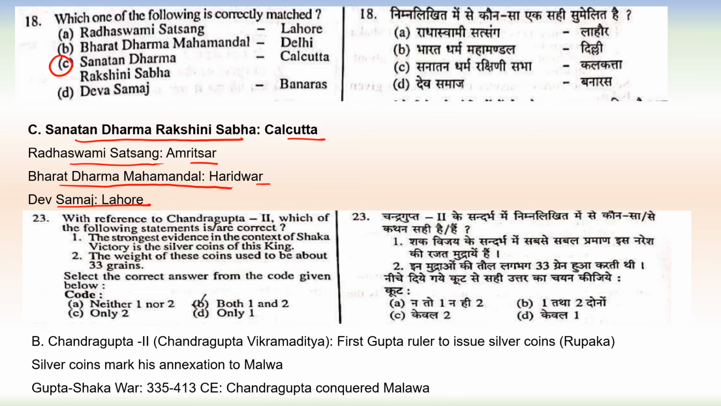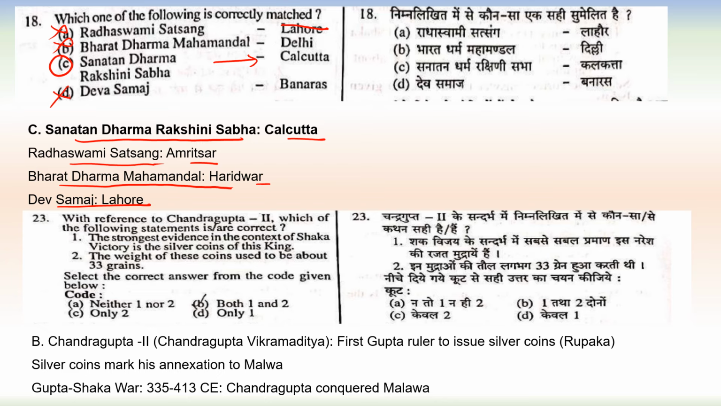Sanatan Dharma Rakshani Sabha is based in Calcutta. Radha Swami Satsang is not in Lahore but in Amritsar, so this is not correctly matched. Bharat Dharma Mahamandal is in Haridwar, so this is also not correctly matched. Dev Samaj is based in Lahore.